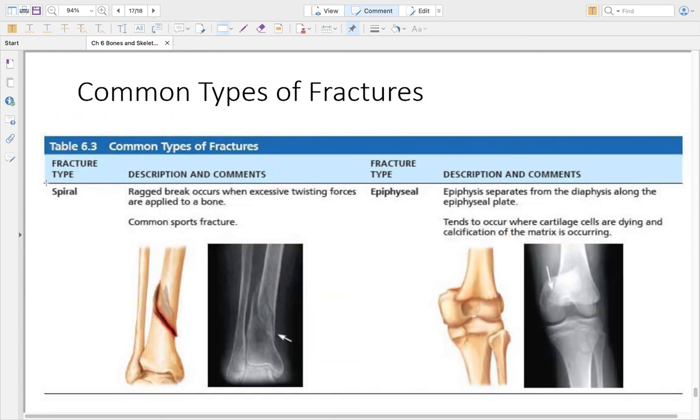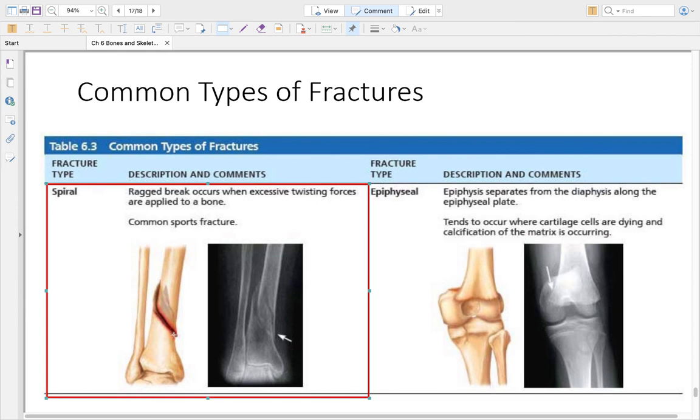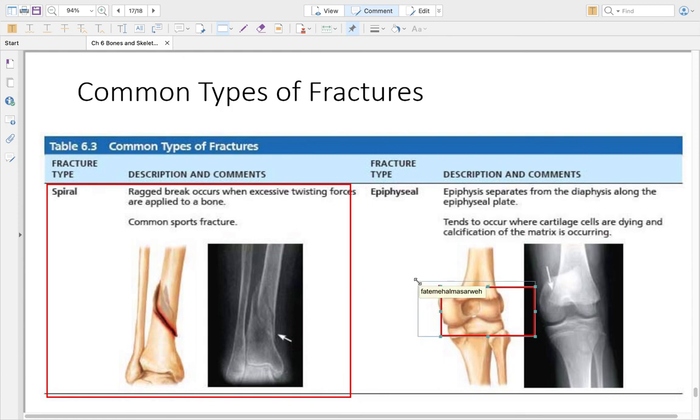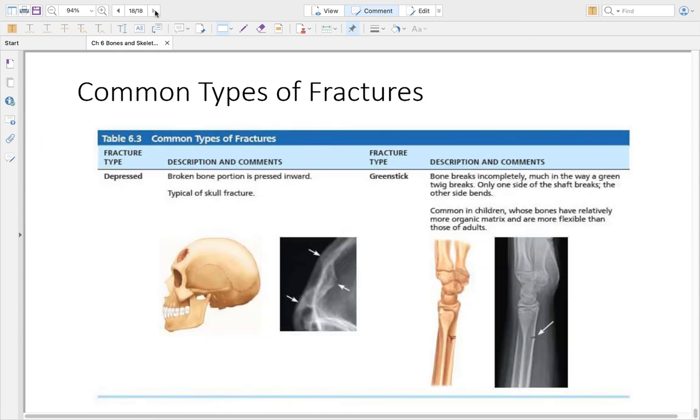A spiral fracture. A spiral fracture is when we see twisting. See this kind of shape? It's a ragged break, and this occurs if the bone is twisted. It usually happens in sports medicine or sports in general. Okay, an epiphyseal fracture. An epiphyseal fracture separates the epiphysis from the diaphysis. So see this? It's shifted over. Okay, this can usually happen with age as cartilage wears down as well.